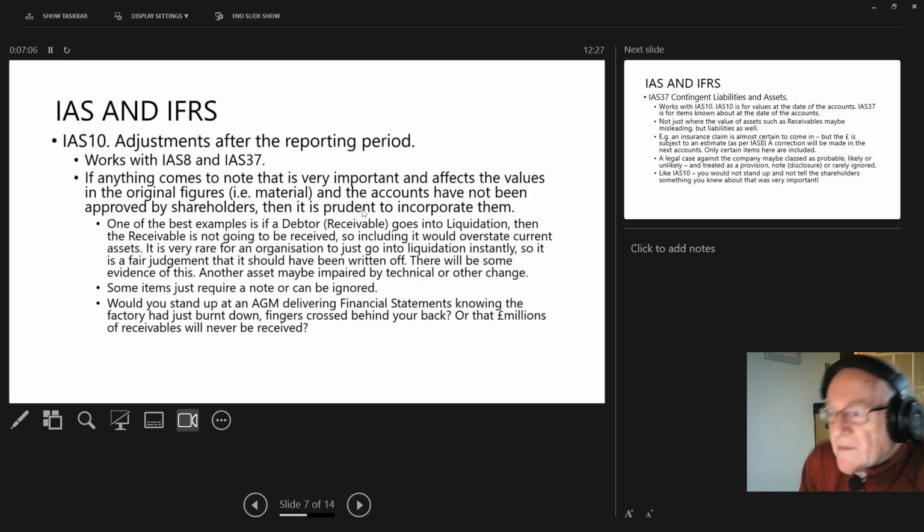So some items just require a note. We just have to tell our shareholders, or can be ignored. It's always a risk. However, if it's an asset, it's less of a problem. If it's a liability, it's more of a problem.